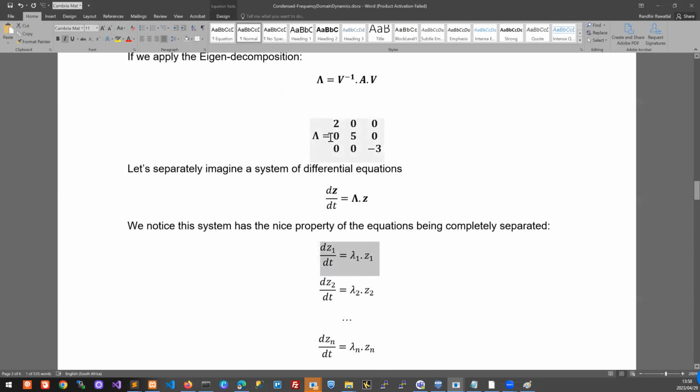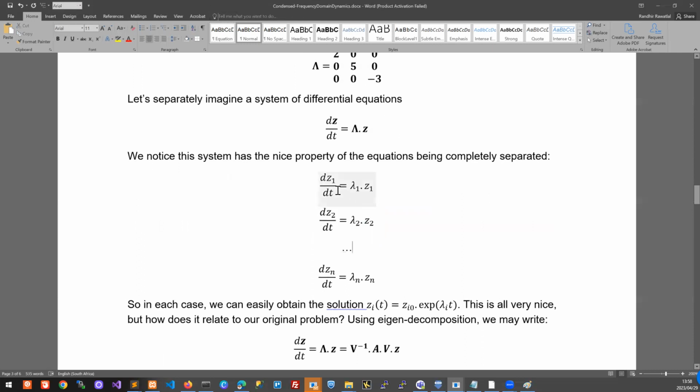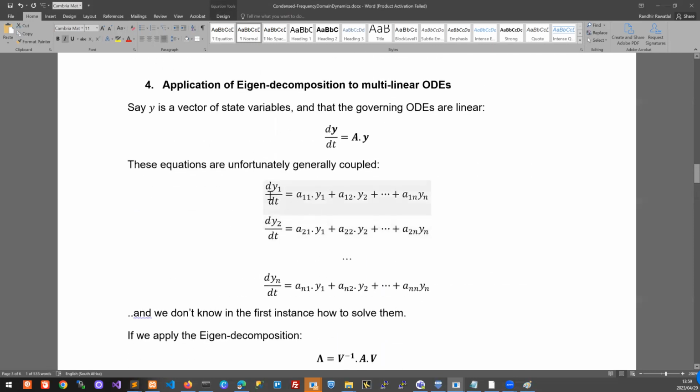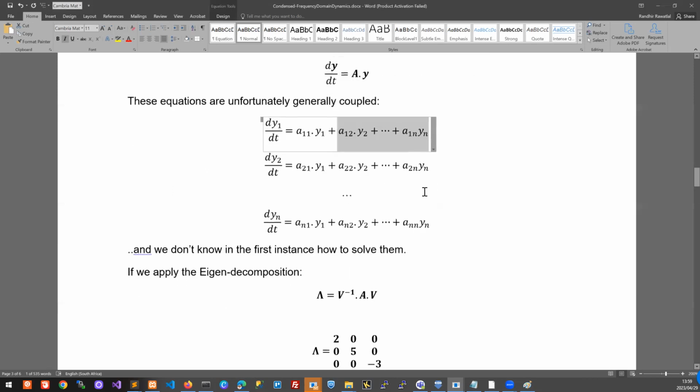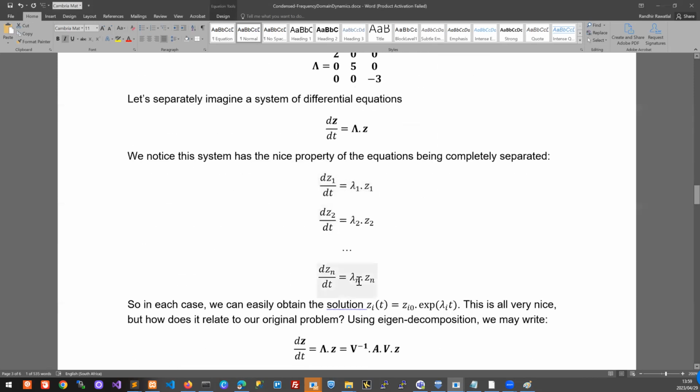And similarly for the second one, 0, 5, 0, if you think of multiplying that with the vector z1, z2, z3, the only term that will survive on the right-hand side is 5 times z2. So dz2/dt is lambda2 z2, and so on. So we can see that in this case, we have a nicely separated system of equations. It's not like the first system where the rate of change of y1 was related to every other variable that was possible in the system. In this case, they are all nicely separated.